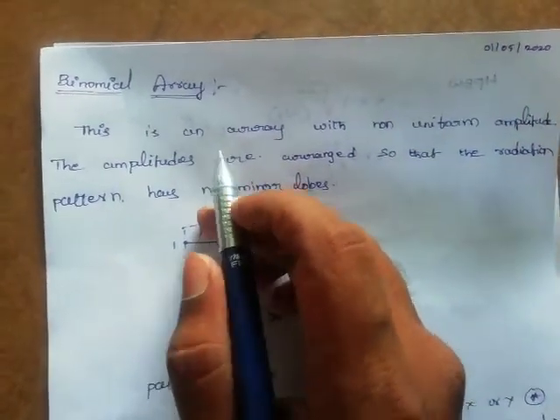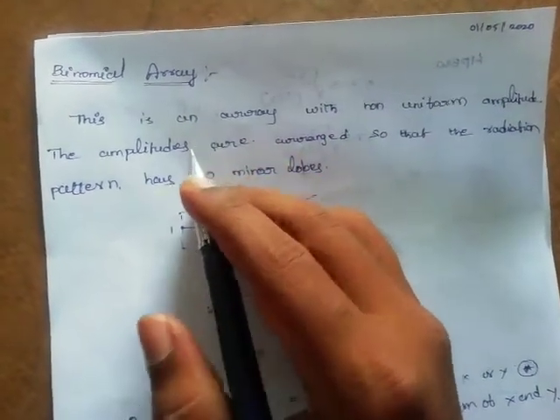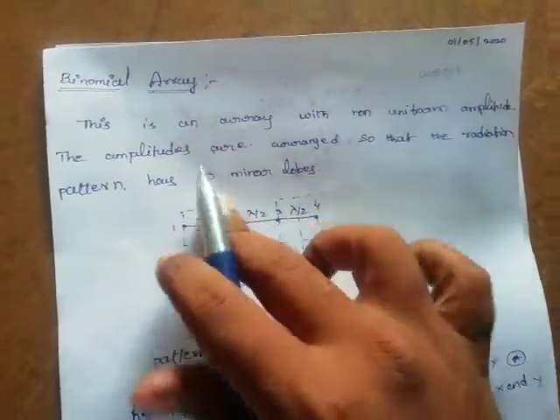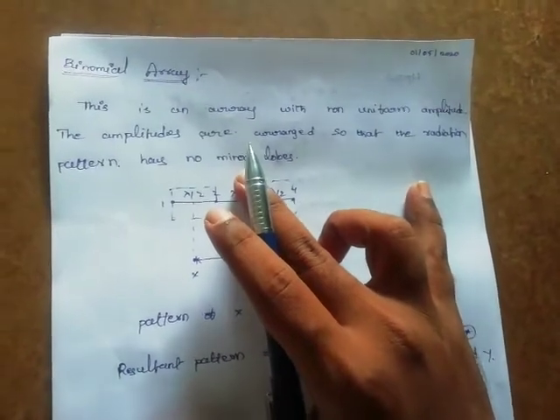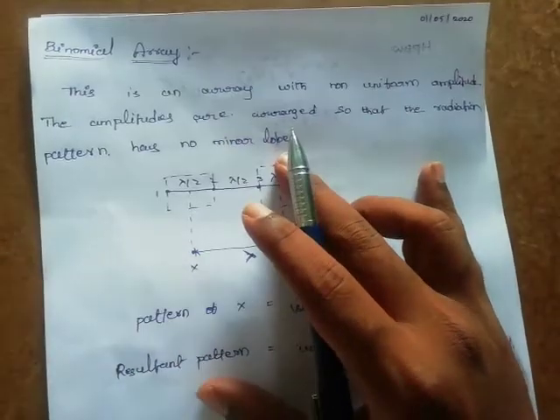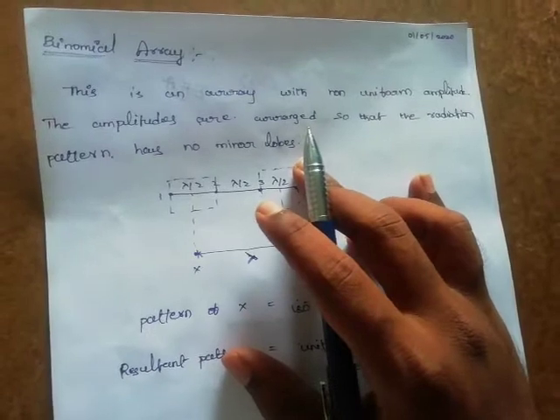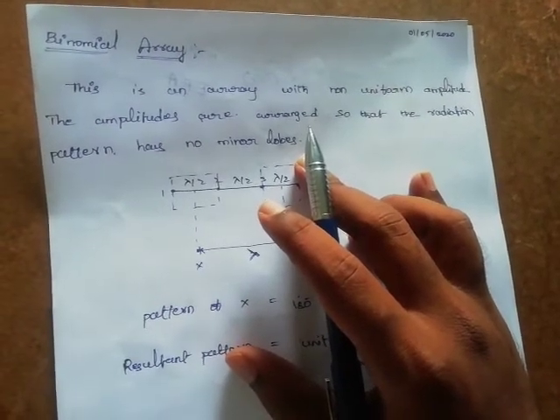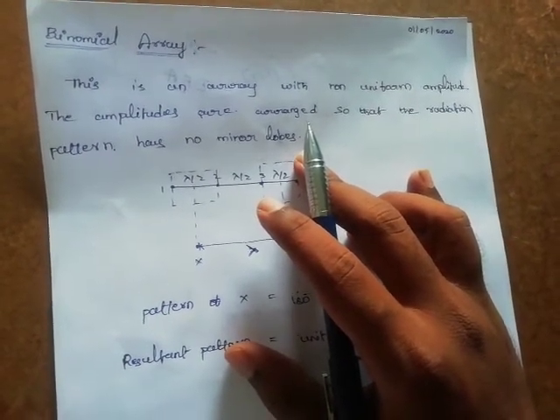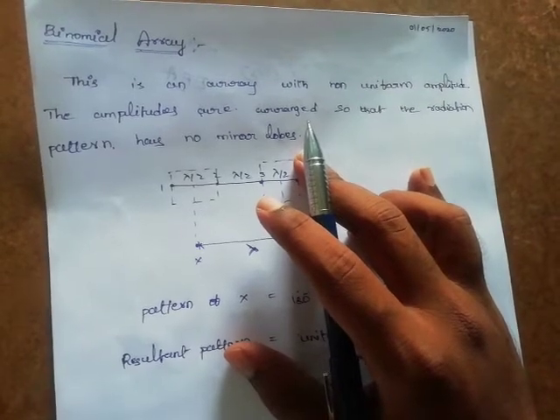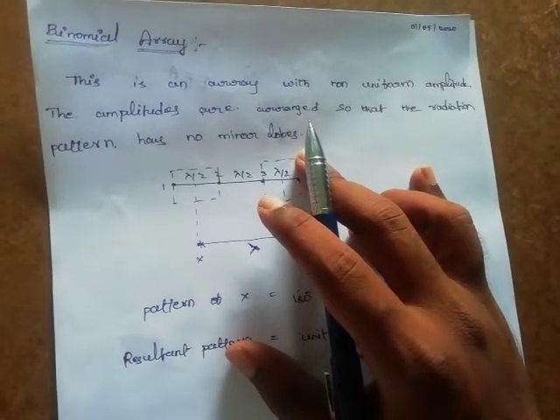Okay, hello everyone. Next our topic is binomial array. Today we are going to discuss what a binomial array is. What is the concept? Previously we discussed uniform linear arrays, the broadside array, the endfire array, and a comparison of those two. And we have done some problems also.